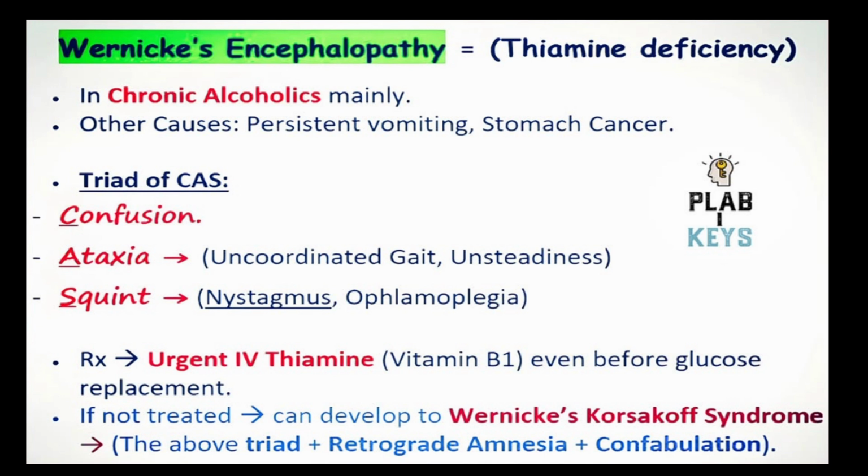So treatment is urgent IV thiamine injection even before glucose replacement. So what happens if we give glucose before thiamine? Imagine a patient who is intoxicated with alcohol comes to the ER with hypoglycemia. We have to give urgent IV thiamine injection before glucose replacement because thiamine is a coenzyme in glucose metabolism. If we give glucose first, there will be increased demand for thiamine and it can actually worsen the situation. So urgent IV thiamine should be given even before glucose replacement.